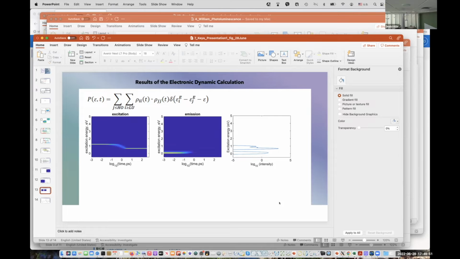Can you just say one more time, on this slide, what the P is? This one that is right now. Like what it multiplies. Is that like the power, the intensity? It is the probability of the excited state to appear at a certain transition energy at a certain time.